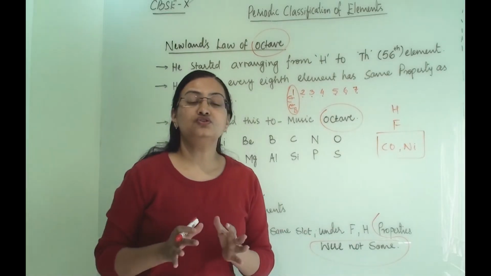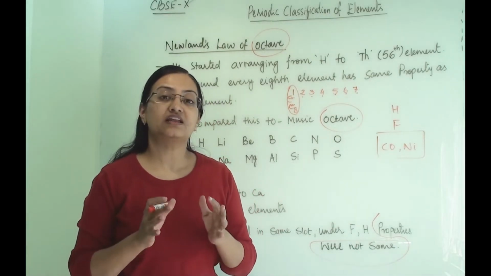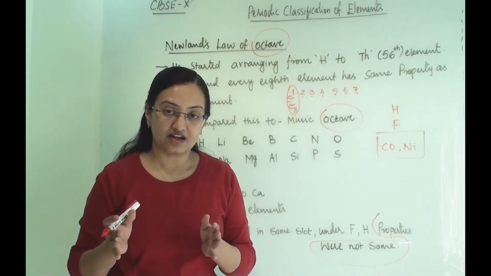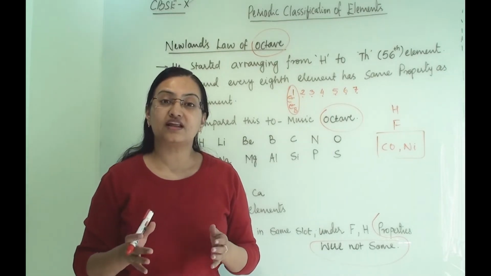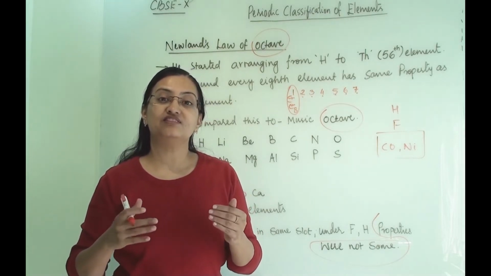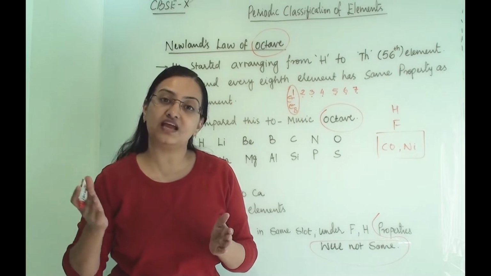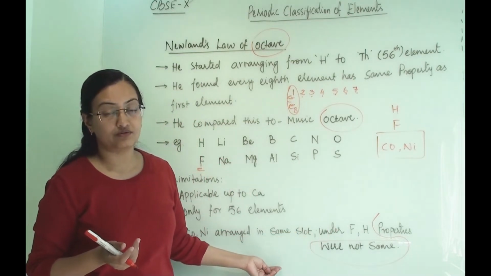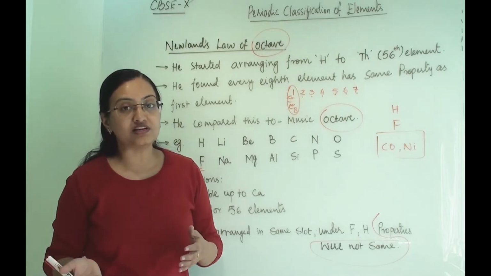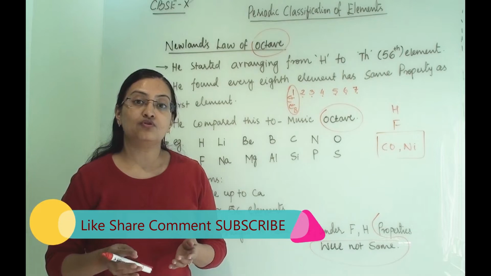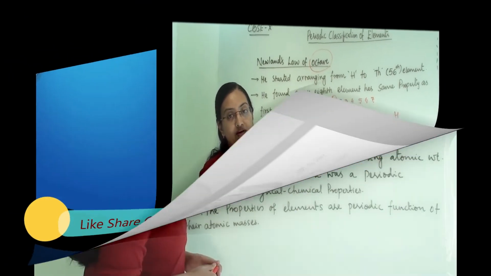So this was Newland's octave law. He arranged elements in increasing order of their atomic masses, and he tried to arrange them in a specific arrangement so that the first element's property would be exactly similar to every 8th element. But there were a few limitations of Newland's octave law, and after the discovery of noble gases this law became irrelevant and did not hold true for many elements.